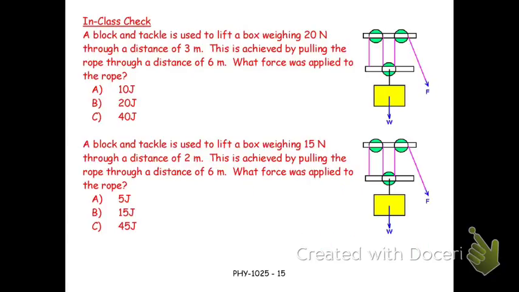So here's an example. A block and tackle, that's what this is called, is used to lift a box weighing 20 newtons, so this is 20 newtons, through a distance of 3 meters, so that's 3 meters. This is achieved by pulling the rope through a distance of 6 meters, so that's through 6 meters. What force was applied to the rope? How hard did you have to pull?